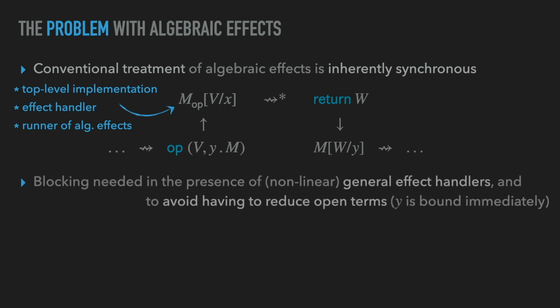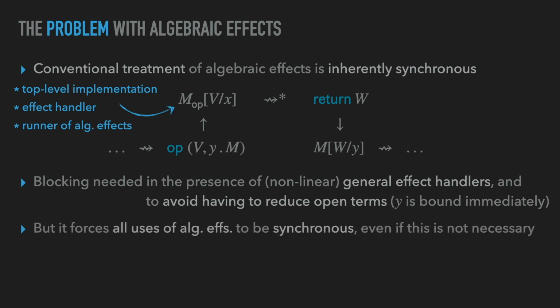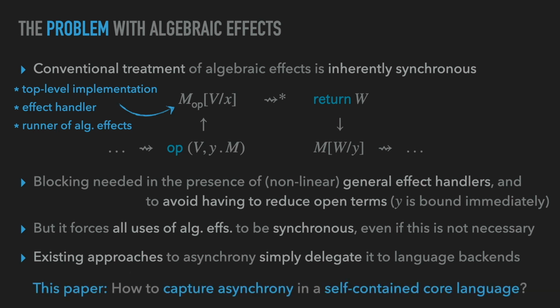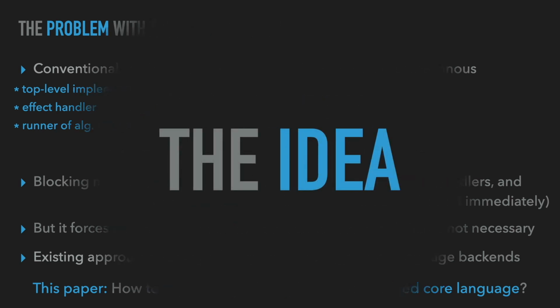Now, while this kind of blocking is indeed needed in certain situations, such as in the presence of general effect handlers, unfortunately it forces all users of algebraic effects to be synchronous, even if this is not necessary nor desired. And while existing implementations of algebraic effects have also looked at asynchrony, they have ended up simply delegating all the asynchrony to their language backends. Instead, in this paper, we set out to capture asynchrony for algebraic effects in a self-contained core language.